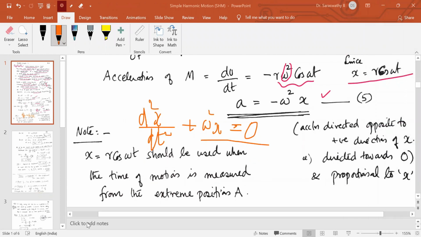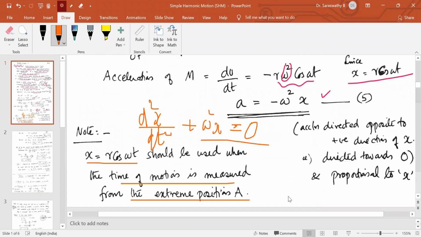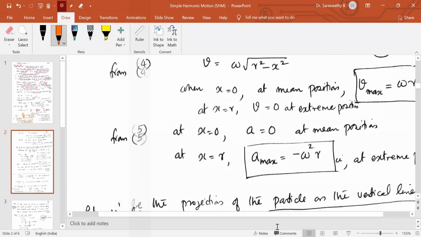What you have seen so far is the expression for displacement, x is equal to r cos omega t, when the time of motion is measured from the extreme position A, and the velocity v is equal to omega into root of r square minus x square, and a is equal to minus omega square x. So if you know these three equations, we can solve any type of examples in this simple harmonic motion. Now coming to the next one.